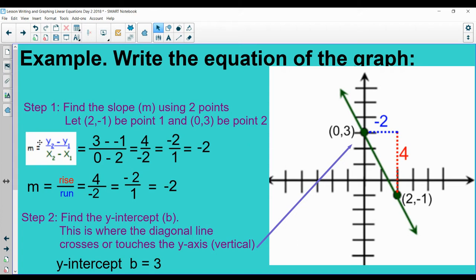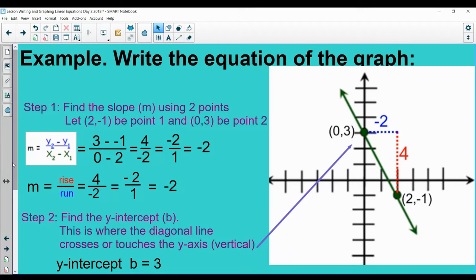Okay, and if you remember, the slope formula is y2 minus y1 on top. So we're going to have 3 minus negative 1 and then 0 minus 2. 3 minus negative 1 is 4, 0 minus 2 is negative 2, and then we have to simplify that, which is negative 2 over 1, or just negative 2. We also could have found the rise and the run. It goes up 4, and then it goes left 2, or we could think about it as going down 4 and over 2, which is also going to reduce to negative 2.